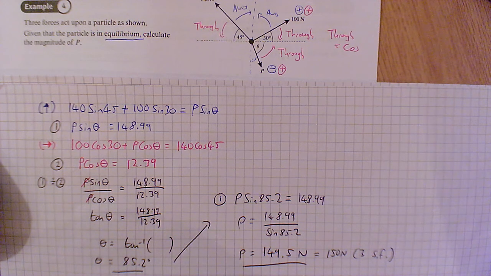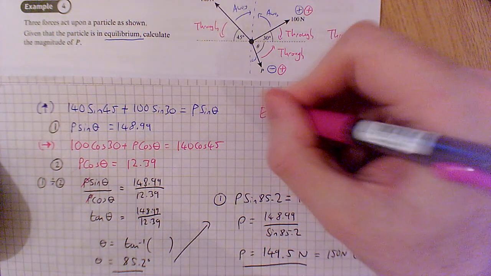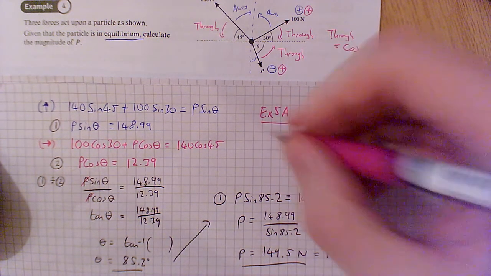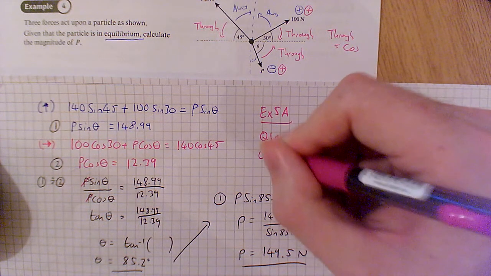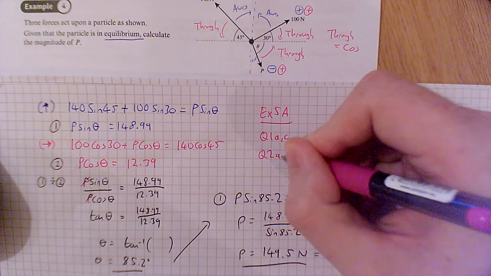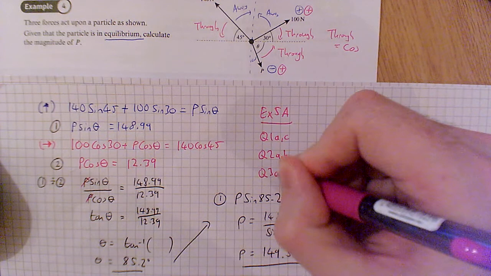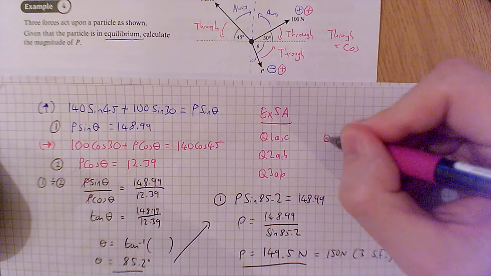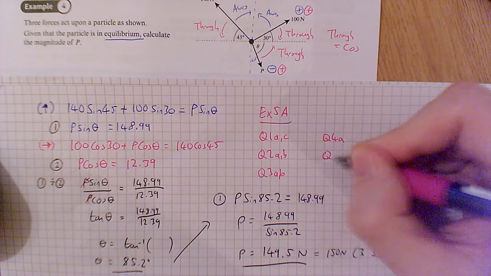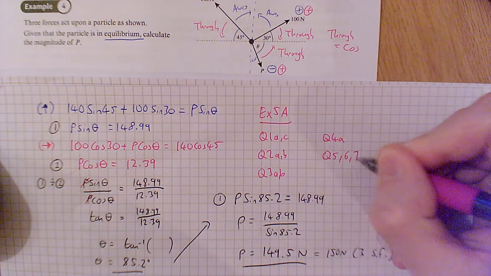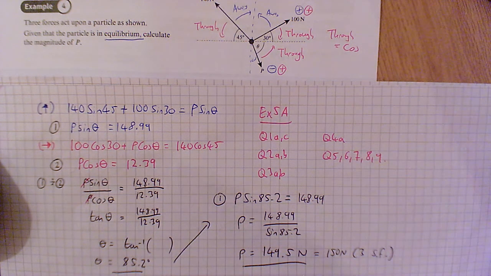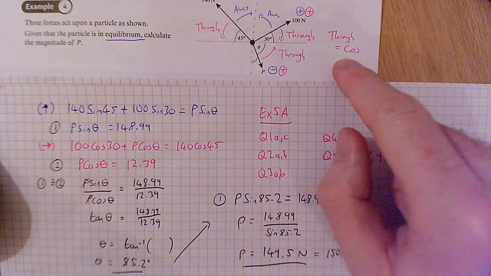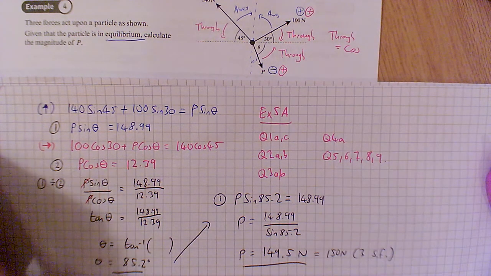And to help you get your head around that, we're going to do exercise 5a. And we're just going to do a few questions from each part because they're all slightly different. So I'll write them down here for you. And then question 5, 6, 7, 8 and 9. And obviously they're a bit more challenging at the end. But these should be like the examples, follow the examples. Remember your rule about through is cos and sine is away, and you should be fine.